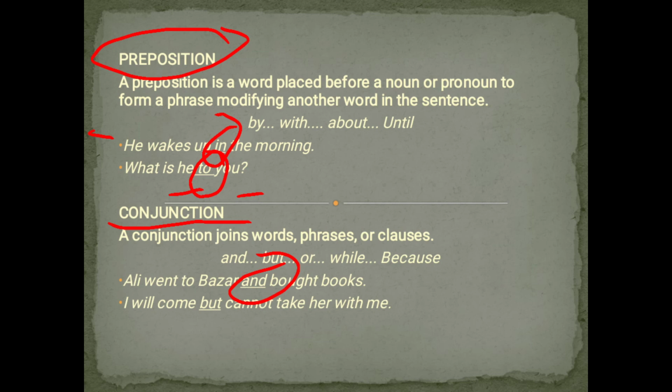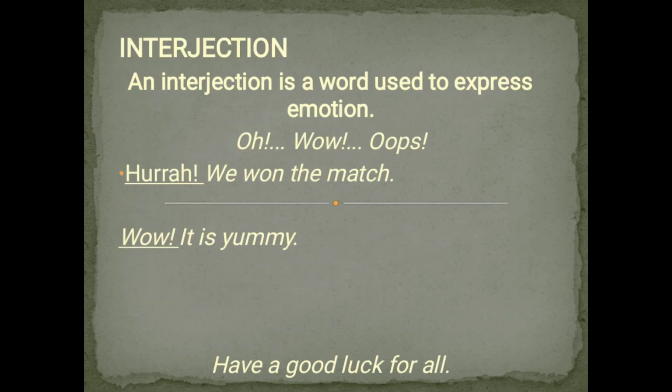I will come, but cannot take her with me. I will come is a separate and distinctive sentence, while cannot take her with me is another separate sentence, but I joined them in one sentence with one conjunction, and that is but. We call it conjunction.